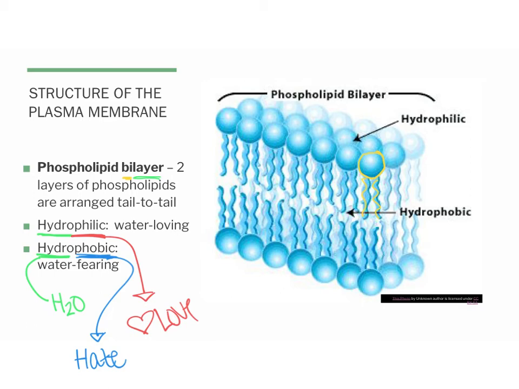Again, the name is phospholipid bilayer, and it's called that because each of these are phospholipids, and it makes two layers. Okay, so that is the basic structure of the plasma membrane.